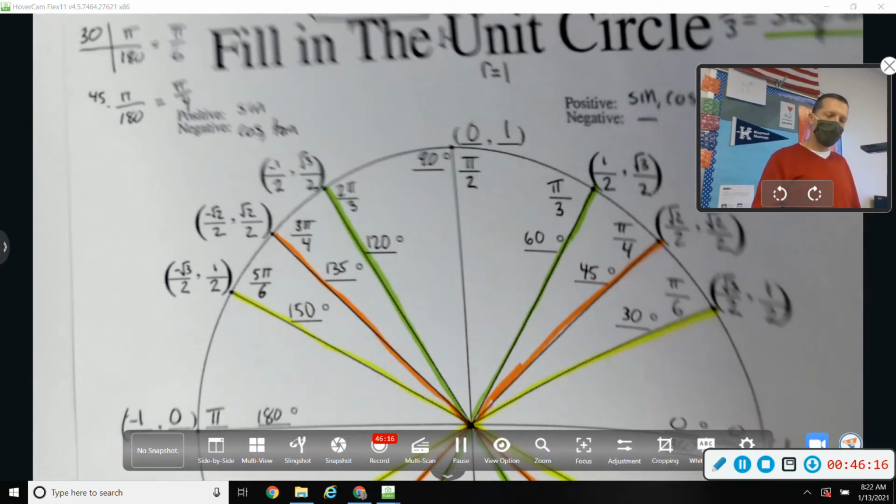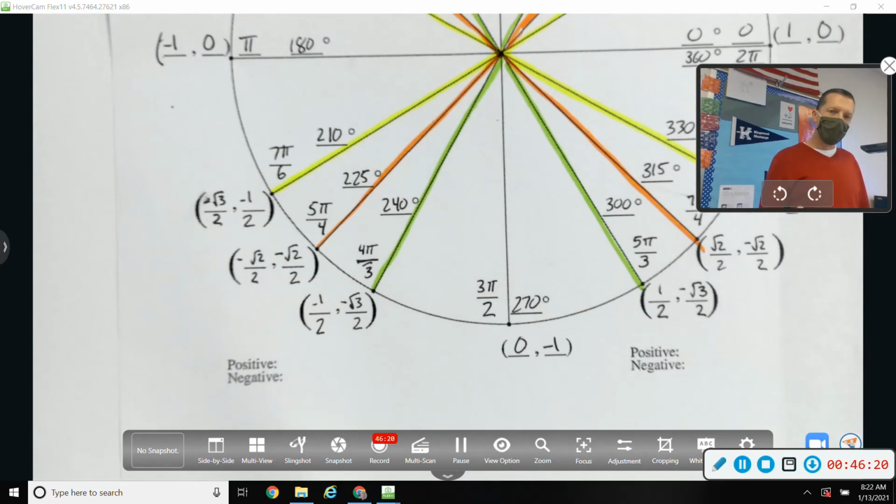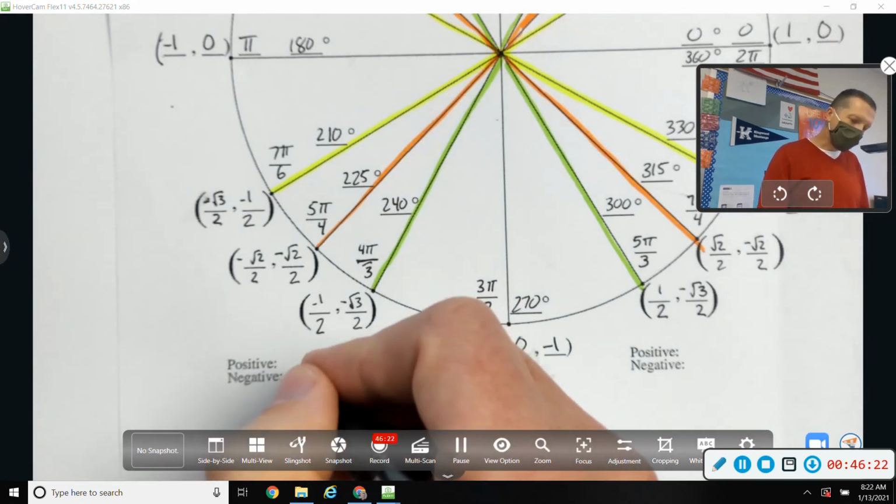Third quadrant. Is sine positive or negative? Is cosine positive or negative?